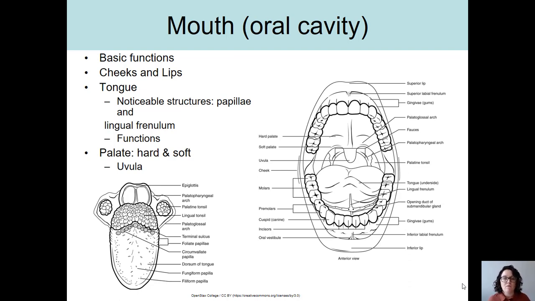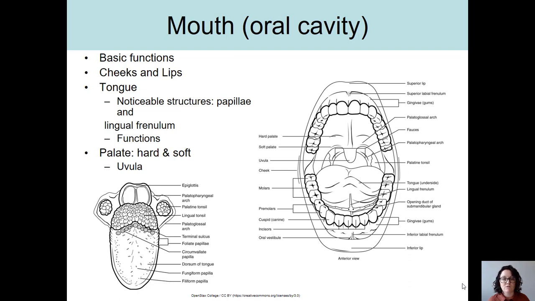Basic functions of the mouth include holding the food inside the oral cavity so that mastication can occur. And basically, that's the job of the cheeks and lips. So think about what if you're trying to chew without cheeks, right? The food would just fall out the sides, right? So we need cheeks and lips to keep the food in the mouth while mastication or chewing occurs.